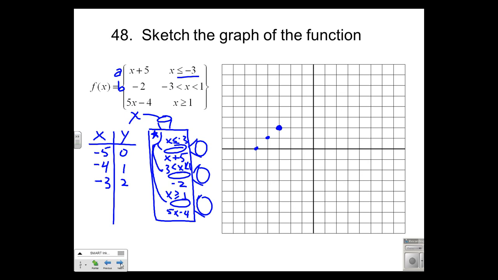I'm going to make that an extra big dot because that's kind of a stopping point where things may change. And then I look, it appears to be in a straight line. Well, of course it is. It's going to continue in this direction.